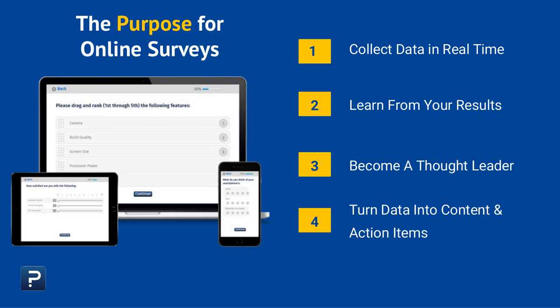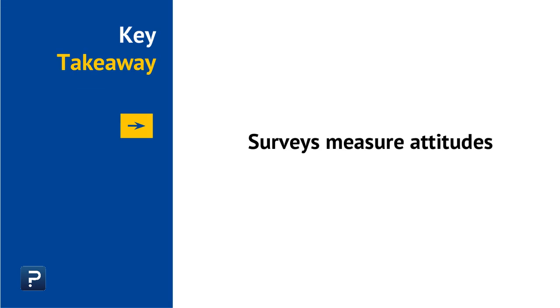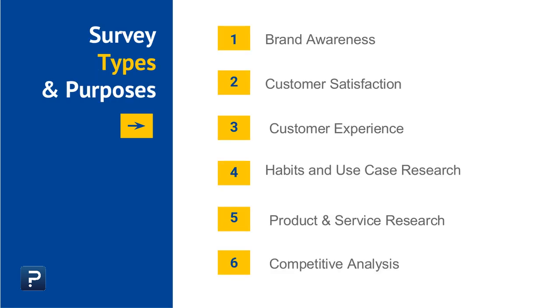So use that data to actually inform your decisions. That's the key part that I would say. One of the key takeaways that I have for you guys is, if you want to measure attitudes, surveys are a great way to measure attitudes. Surveys are probably not useful for measuring behavior, but surveys are great to measure attitudes. So now let's talk a little bit about what are different types of surveys.